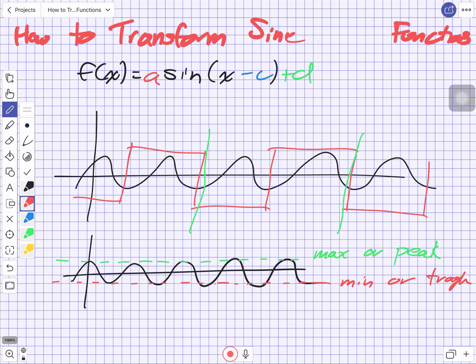There's a max, there's a min. The difference from the max to the min is known as the range. So the range of something. Let's say that this is, I don't know, 2, and the minimum is -2. That means the range would be 4 in this case, okay?